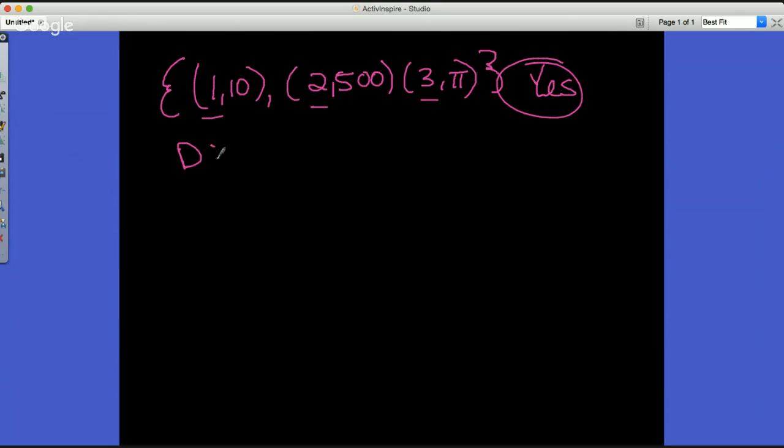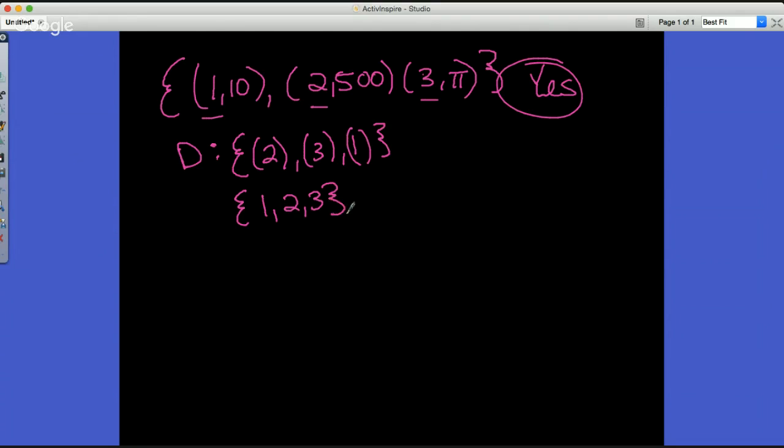So as I look at my domain, usually we have it in interval notation, but because in this case we have 3 separate pieces, we would say my domain is 2, 3, and 1. And it really should be in order. I apologize. It should be 1, 2, 3. You could put it like this: 1, 2, 3. You could do that as well, all right? So that would be our domain.